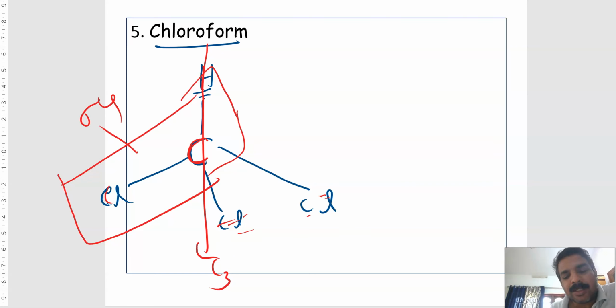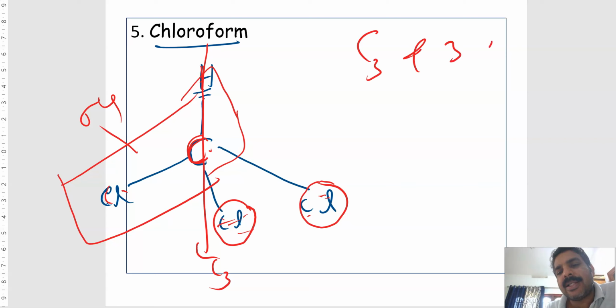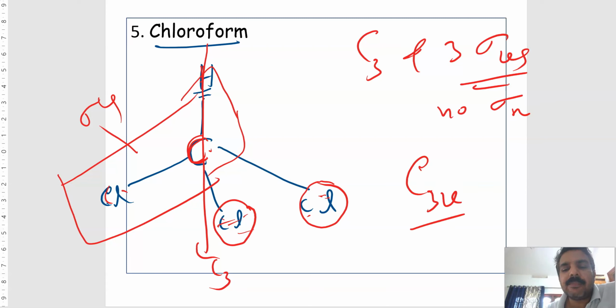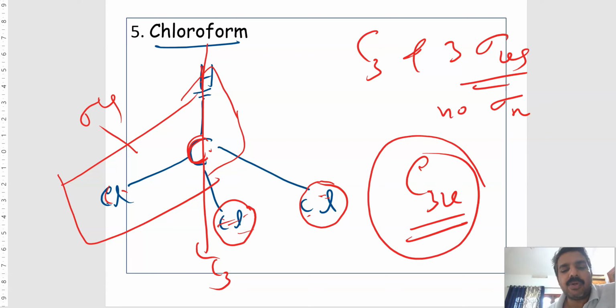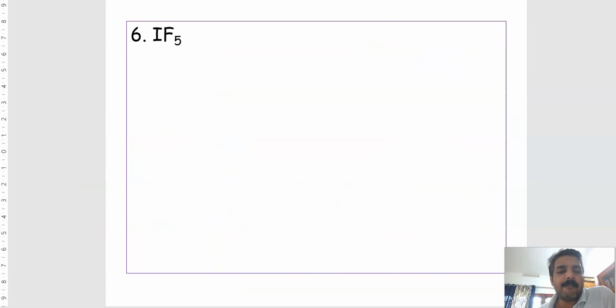Similarly, there are 2 other sigma v planes: one through this chlorine, this carbon and this hydrogen, and the third one passing through this chlorine, this carbon, this hydrogen, and in between these 2 chlorine atoms. So there is C3 and there are 3 sigma v's, no sigma h. Okay, so it belongs to C3v. The point group of chloroform is C3v.